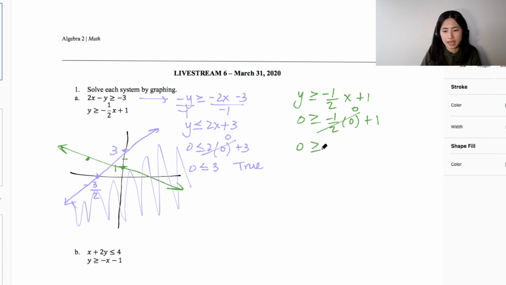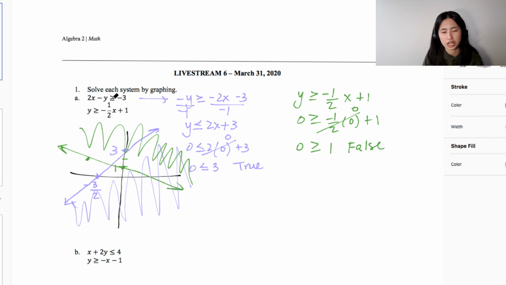Can you actually say that 0 is greater than or equal to 1? No, this is false, right? So if this is false, therefore you're not going to include 0 comma 0. Therefore, you're going to shade this part of your inequality, right? And also just remember that if this is greater than or equal, so if it's equal and this is also equal, that's why we have a solid line as opposed to a dashed line, if you recall.